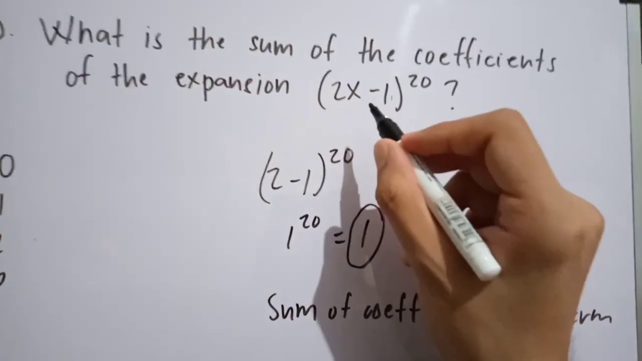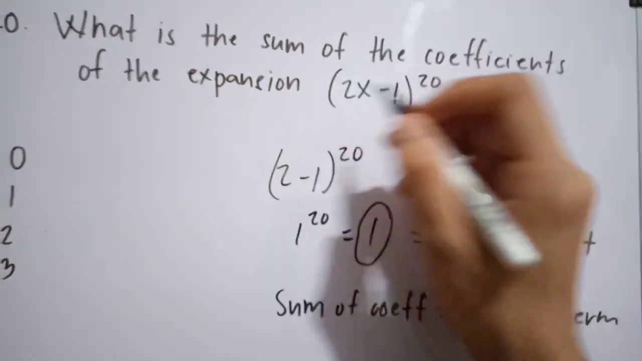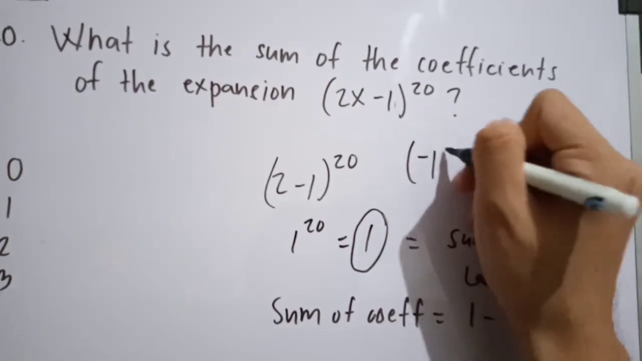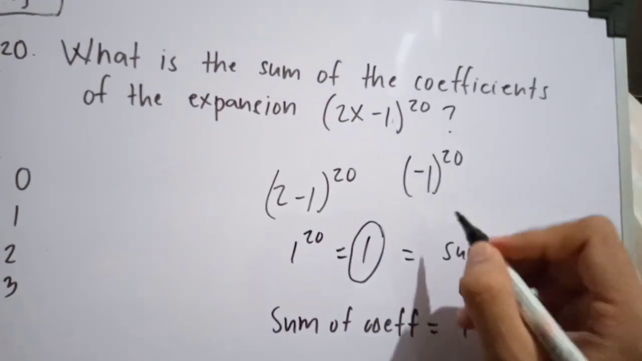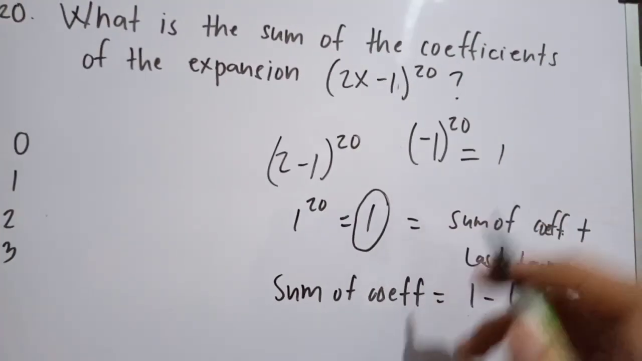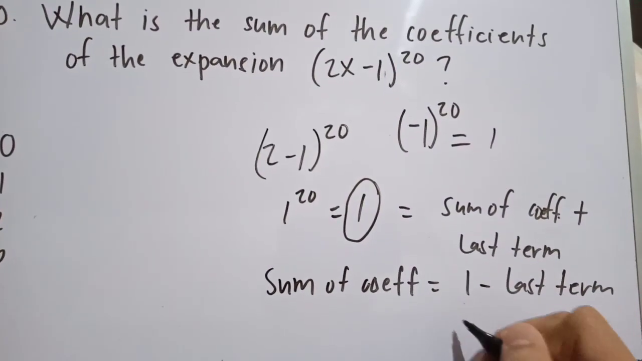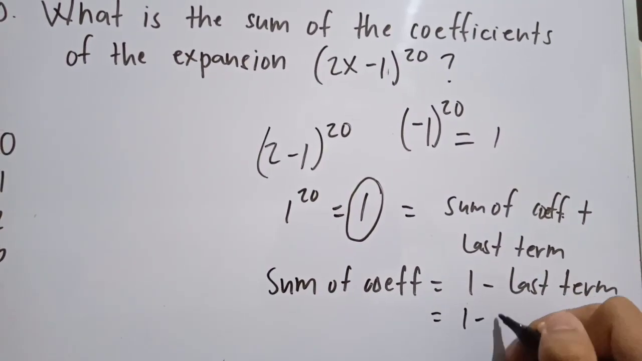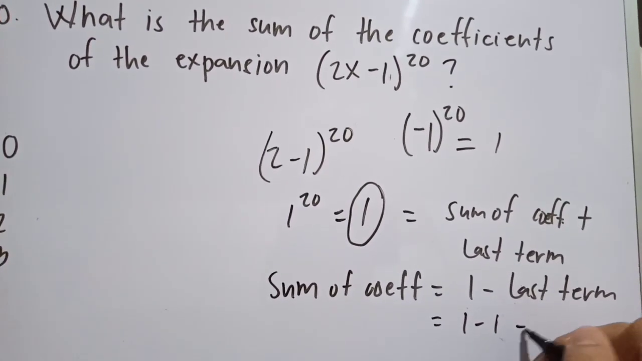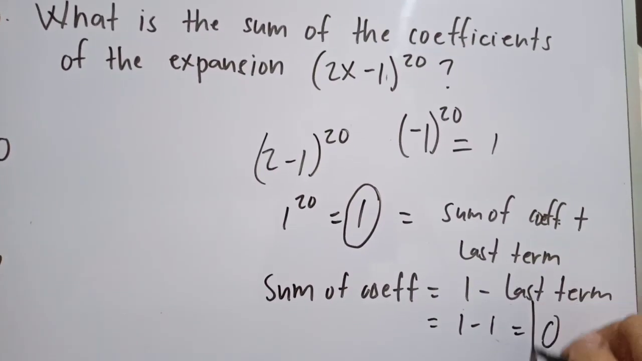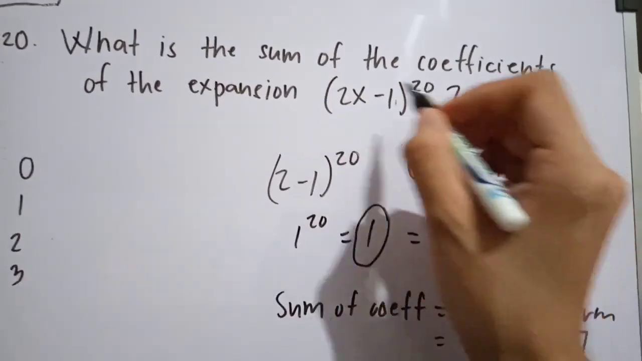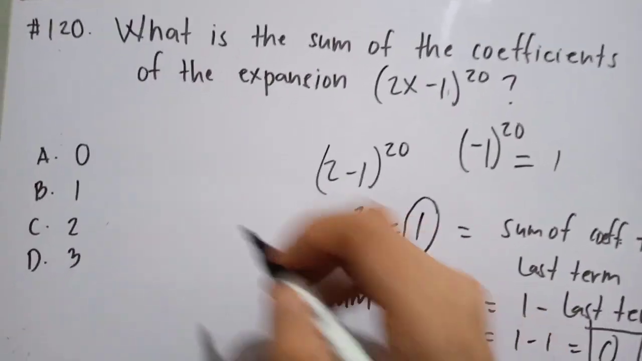At ang last term natin dito ay negative 1 raised to 20, di ba? Alam naman natin yan. Ang last term natin ay negative 1 raised to 20, which is also equal to 1. So, ibig sabihin yung last term natin ay 1. So, i-minus natin, 1 minus 1 magiging 0. 1 minus 1 is equal to 0. So, ito yung tamang sagot. Ito yung sum of coefficients dito sa expansion na to. So, ang tamang sagot ay letter A.